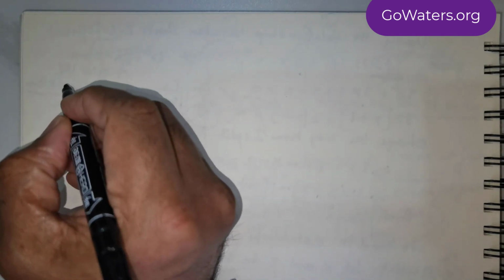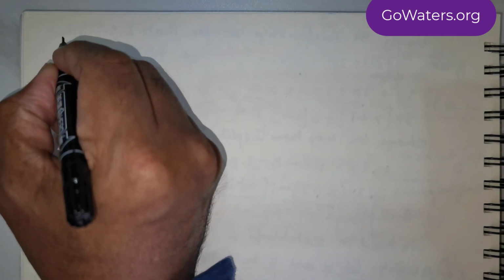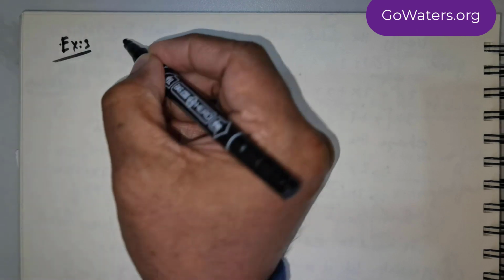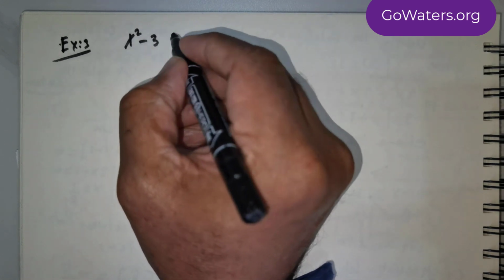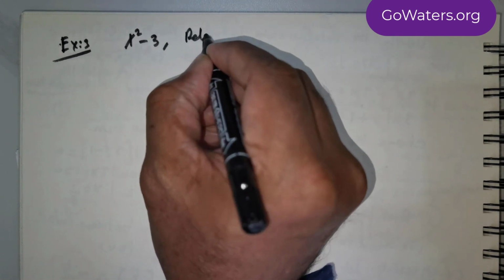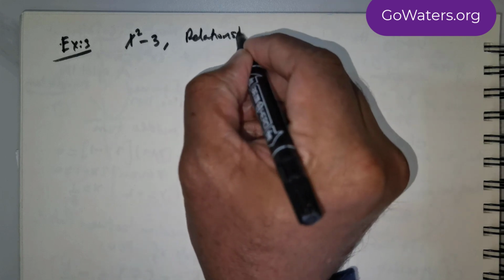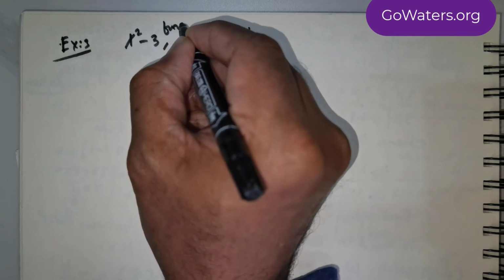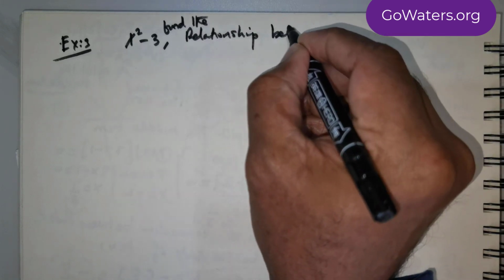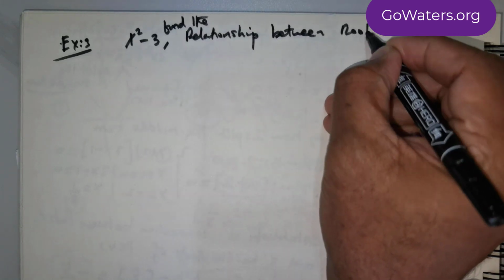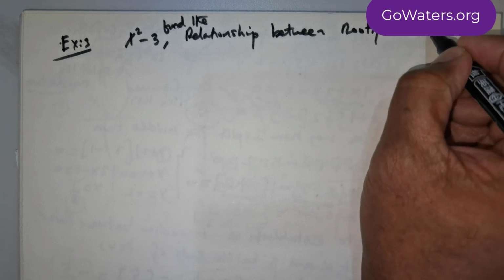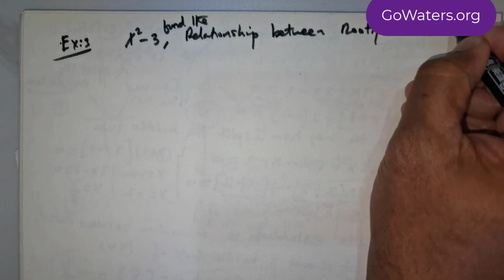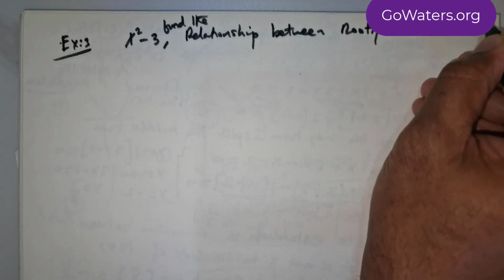Let's do this question, students. This is example 3, and we have been given this. The polynomial is x squared negative 3, and we are asked to find the relationship between the roots. When we say roots, it's the zeros also, right? It means the roots and the coefficients, right?